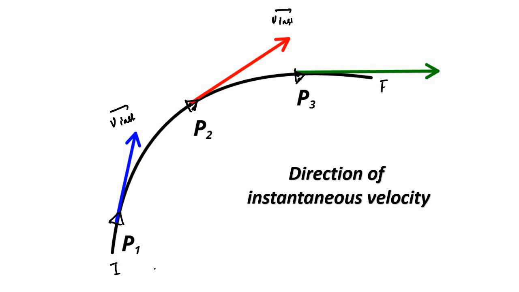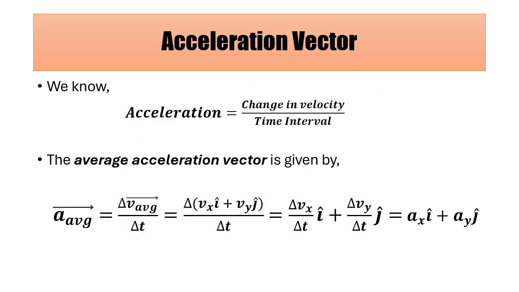So if we draw a tangent at this point, this gives us the instantaneous velocity vector direction at point P3, which is along this. So this is the instantaneous velocity vector, its value and its direction. Next is the acceleration vector.